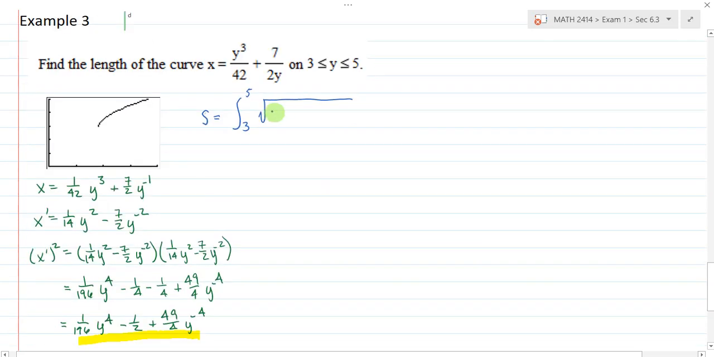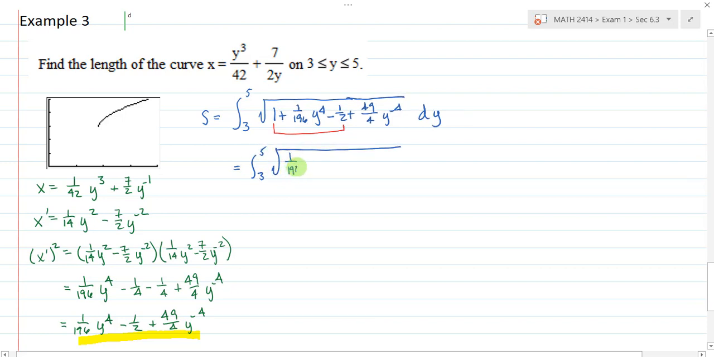So that's going to give me 1 plus 1 over 196 y to the fourth minus 1/2 plus 49/4 y to the negative 4 dy. So notice we have like terms we can combine again. And when we do, that's going to give us the integral from 3 to 5 of the square root of 1 over 196, which was 14 squared, y to the fourth plus 1/2 plus 49/4 y to the negative 4 dy.